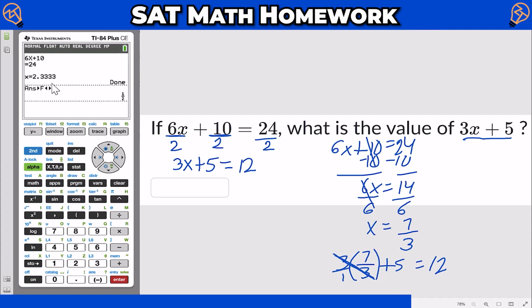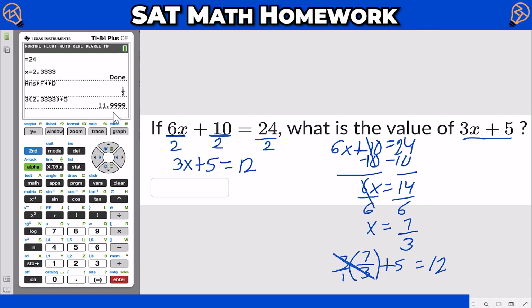And then if I do 3 times 2.3333 plus 5, I don't get an exact answer. But if you recognize that this is not an exact answer, and neither is this, you could easily assume that the correct answer ends up being actually 12. Obviously, the first approach was the easiest. The second one was easy enough that I didn't really need this program. But if ever you need it, it's there for you.